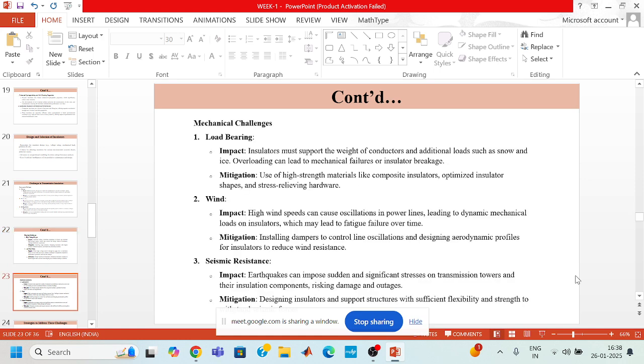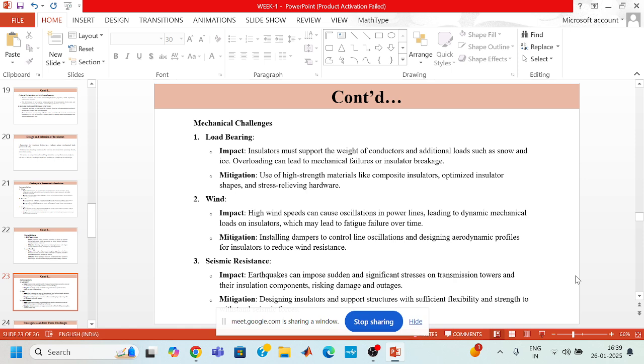So last are the mechanical challenges. Here we see load bearing. Load bearing means the insulator must support the weight of conductors and additional loads such as snow or ice, so overloading can occur. Because of overloading, mechanical failures or insulator breakage can occur. By using high-strength materials like composite insulators or polymer with glass, and by optimizing insulator shapes and stress-relieving hardware, we can mitigate the impact of load bearing.